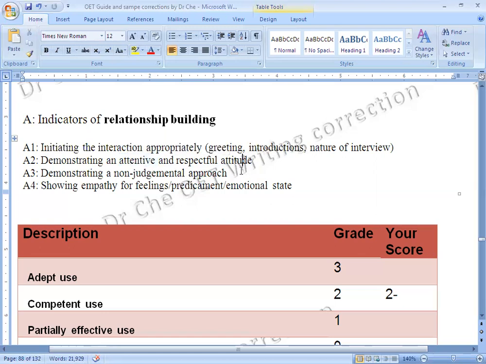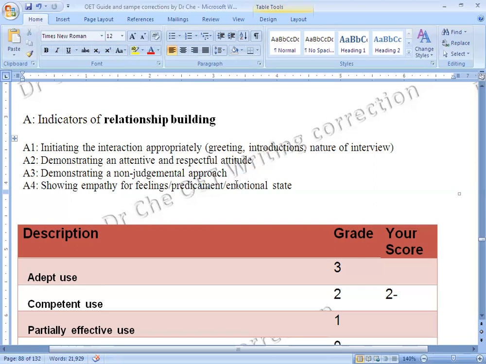We should be non-judgmental. If the patient tells you something that is not good, for example, the patient was not compliant with medication, is drinking alcohol heavily, is smoking heavily, or is eating a lot of junk food, we cannot judge. We should not say this is not good, it is prohibited, it is not allowed. We should take a non-judgmental approach. We should show sympathy and empathy.